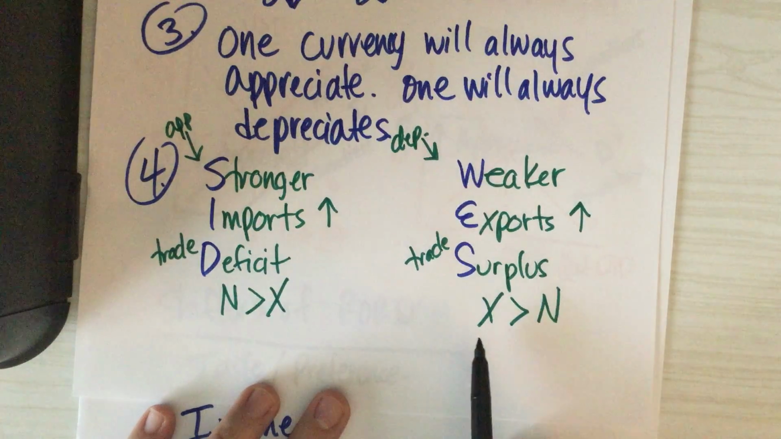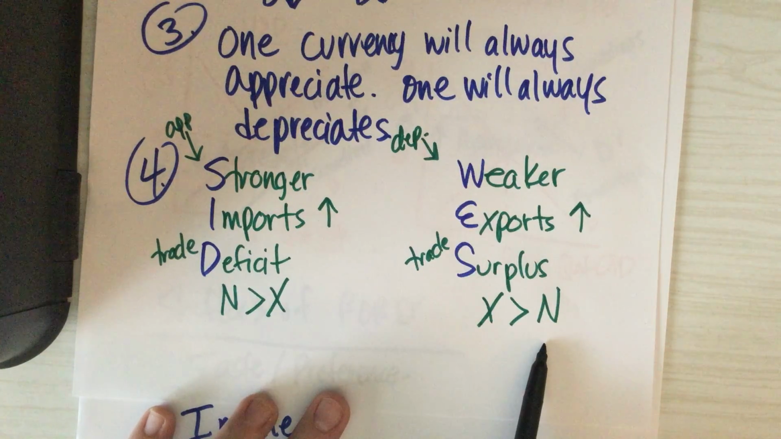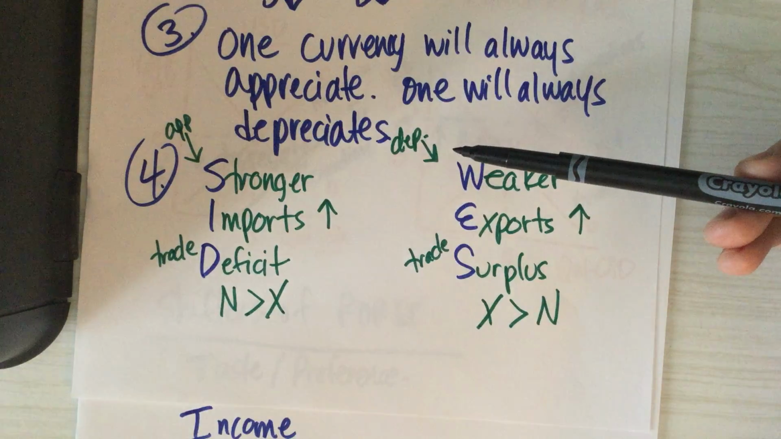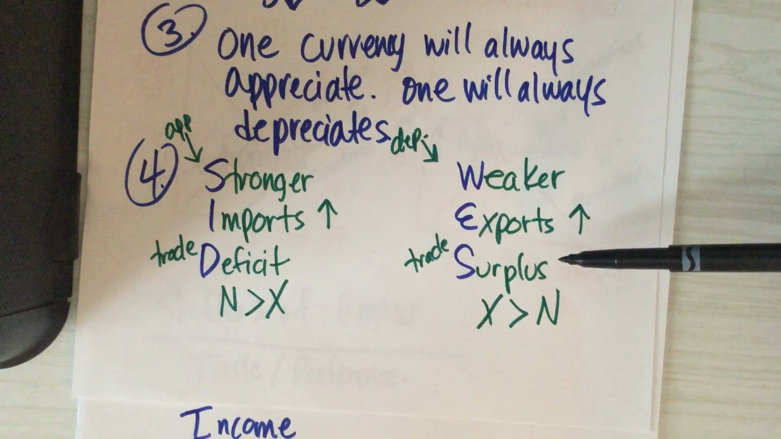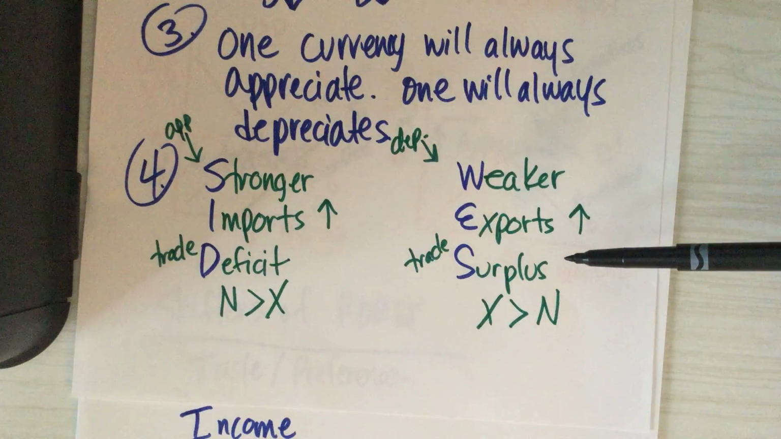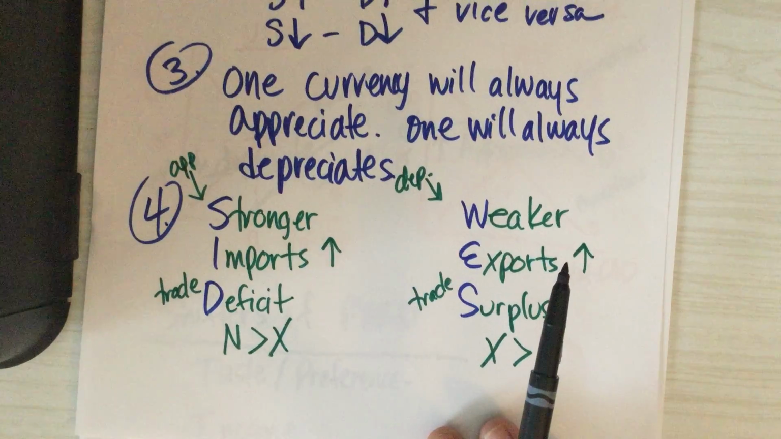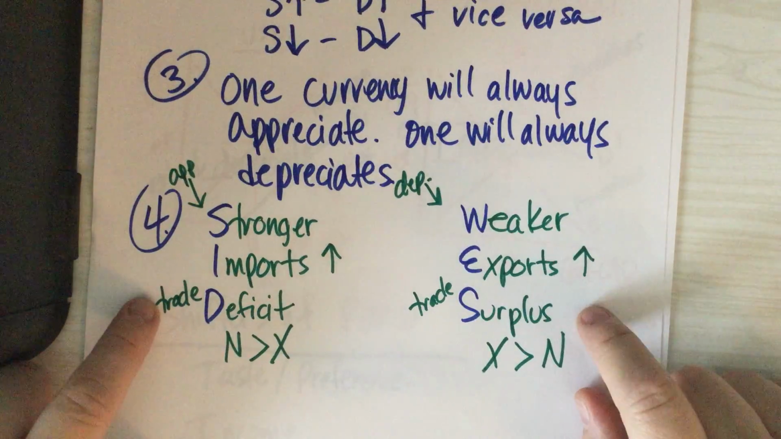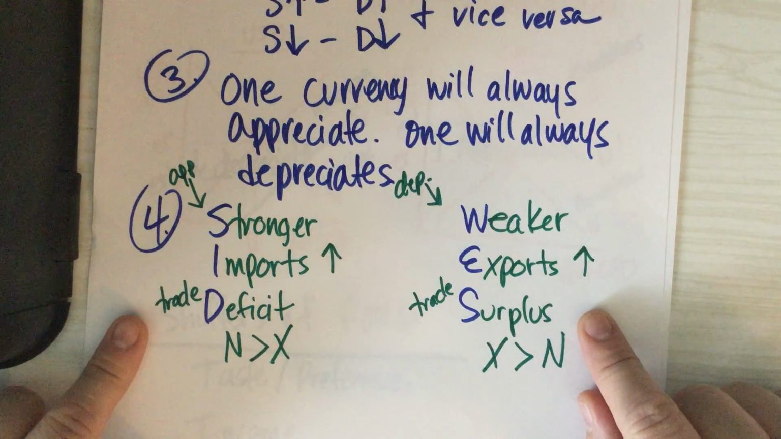And again, this is the symbol for exports. This is the symbol for imports. So a depreciated dollar you cannot necessarily consider a bad thing, because if it turns out that we end up with a trade surplus, then that's actually a good thing. So do not put in your mind that it's good or bad that we have a depreciated or appreciated dollar. Also keep in mind these acronyms side by side, because you might need them for the test.